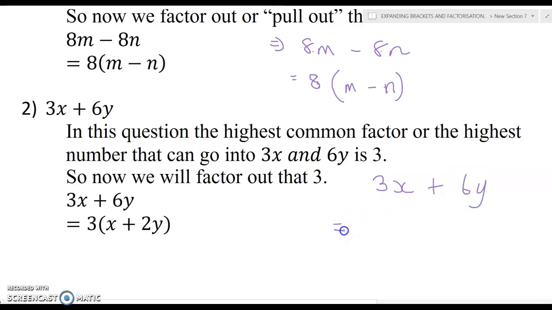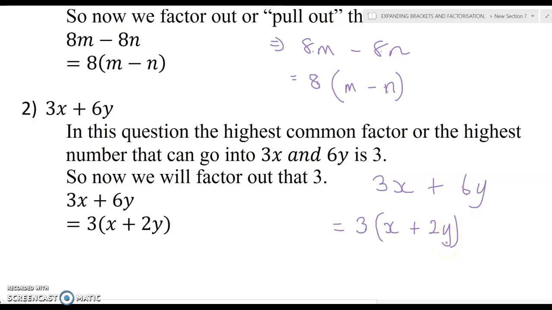Again, x and y are totally different, so that is not a common factor here. But now let's look at the numbers. We have 3 and 6. We know that the highest common factor of 3 and 6 is 3. Thinking about factors, 3 is the highest number that can go into both 3 and 6. So we pull out 3, put your brackets, and ask yourself, 3 times what will give me 3x? So 3 times x. Put your addition sign there. And now 3 times what will give me 6y? We know that 3 times 2 is 6, and then 3 by the y will give me that y part there.